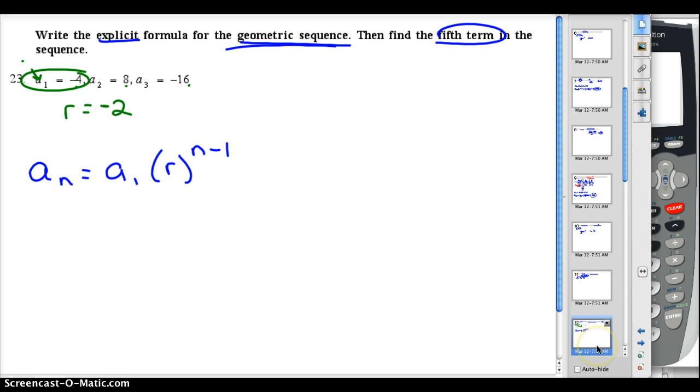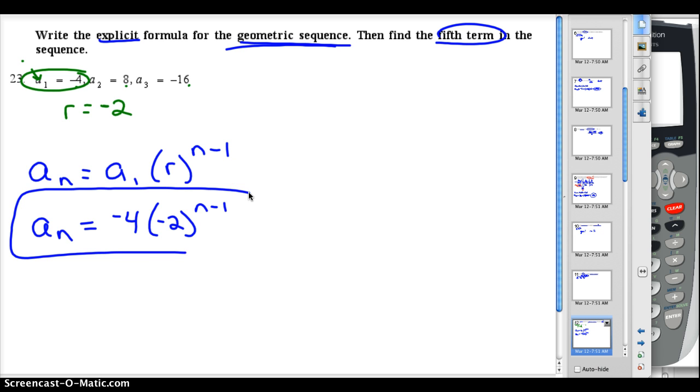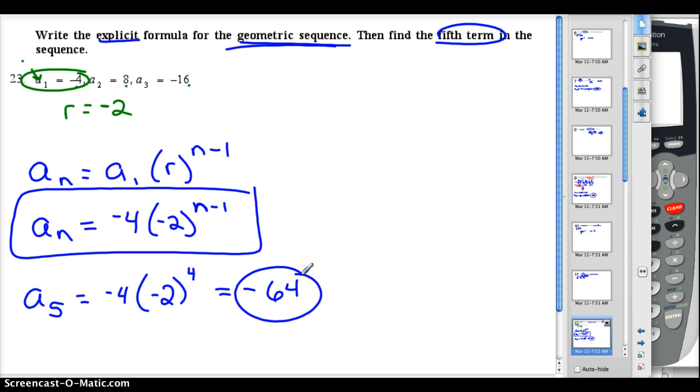So let's write our explicit formula. A sub n is going to be our first term times -2 to the n minus 1. That is our explicit formula. And then it wanted the 5th term. So a sub 5 is going to be -4 times -2 to the n minus 1. 5 minus 1 is 4. When we work that out, it comes out to -64. Please press pause and work number 24. The video continues with problem 25 in part 2.